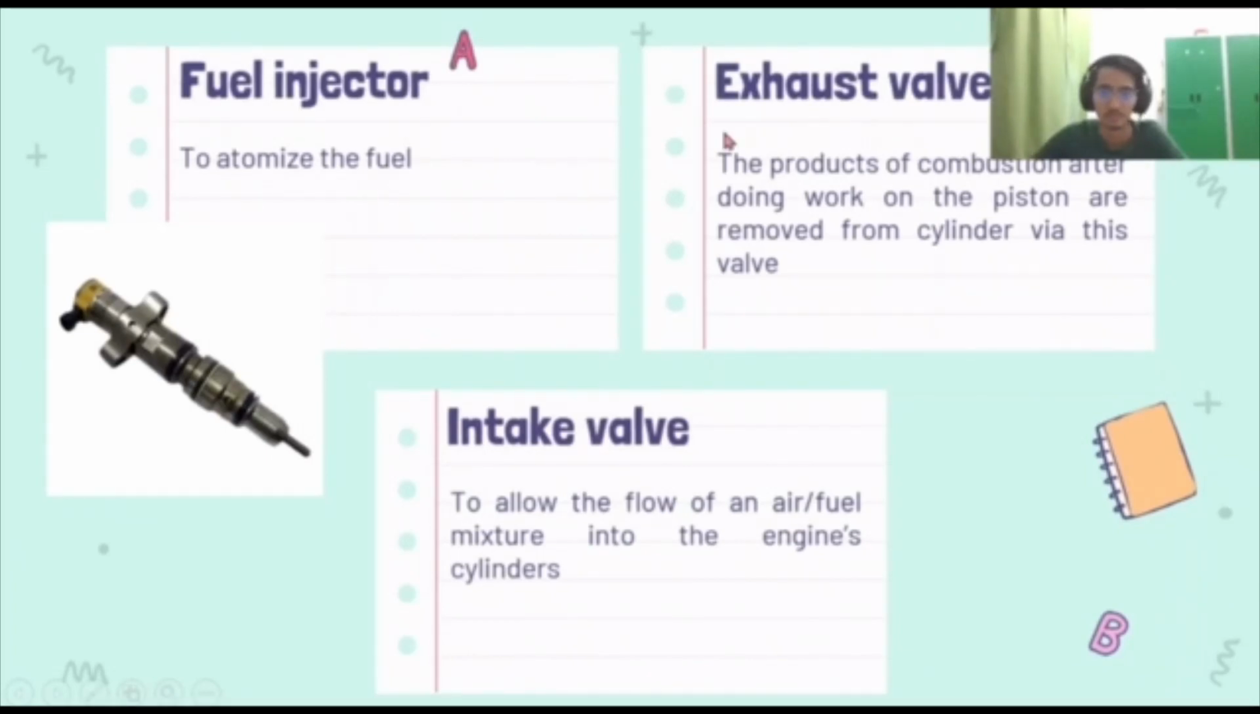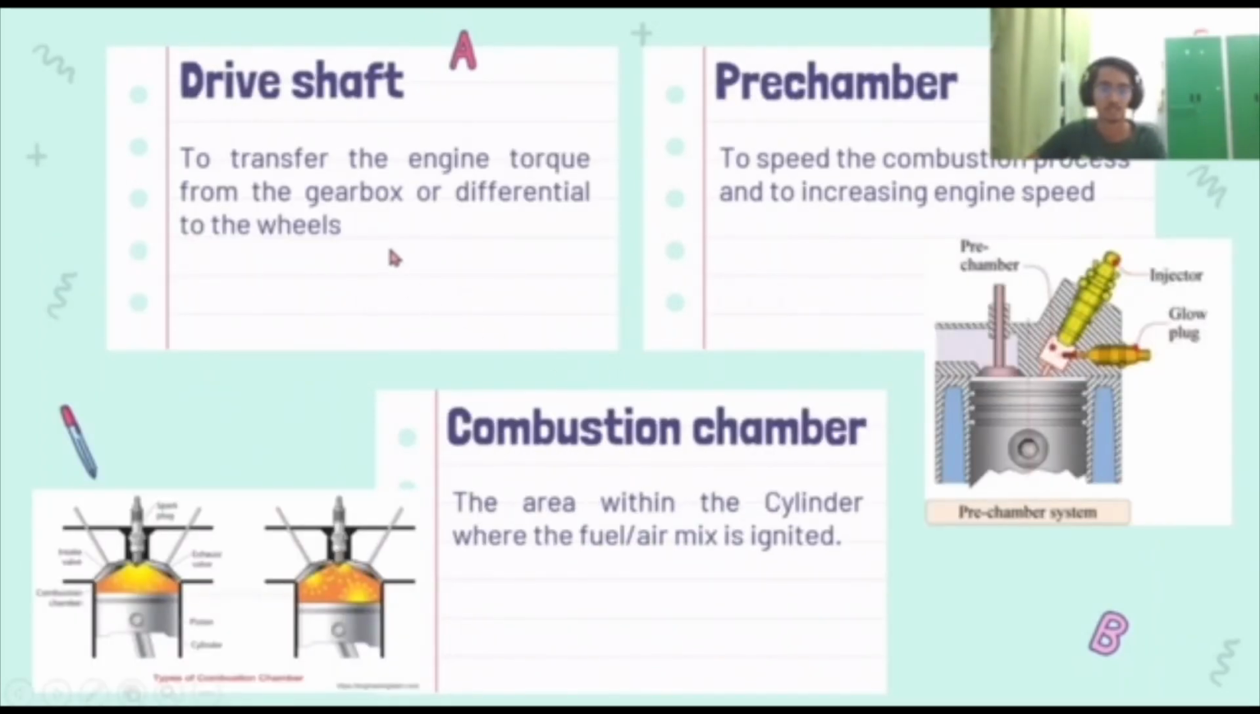The exhaust valve. The products of combustion after doing work on the piston are removed from the cylinder via this valve. The intake valve is to allow the flow of an air or fuel mixture into the engine cylinder. Next, the drive shaft, to transfer the engine torque from the gearbox or differential to the wheels. The pre-chamber, to speed the combustion process and to increase engine speed. The combustion chamber is the area within the cylinder where the fuel or air mix is ignited.